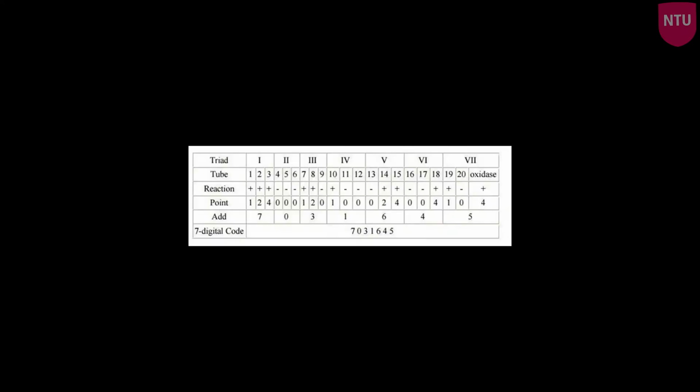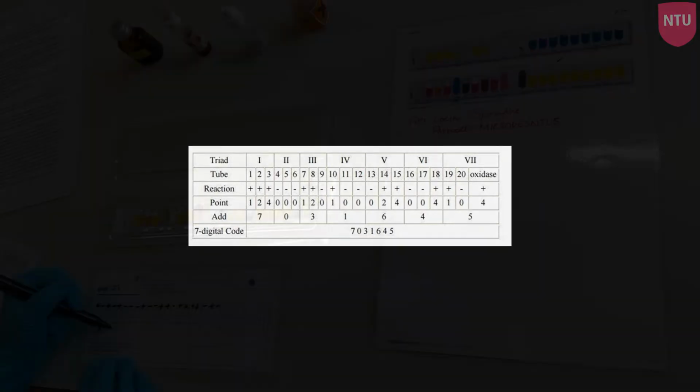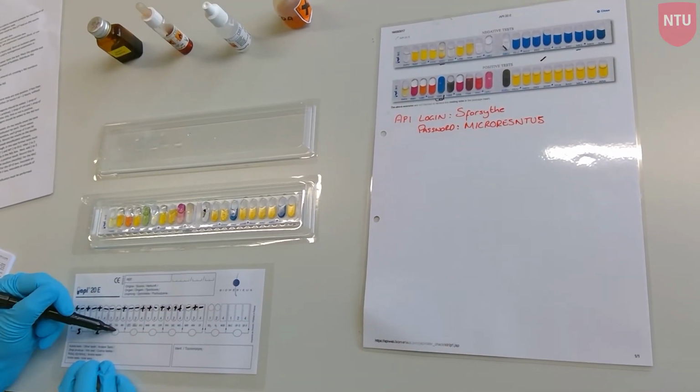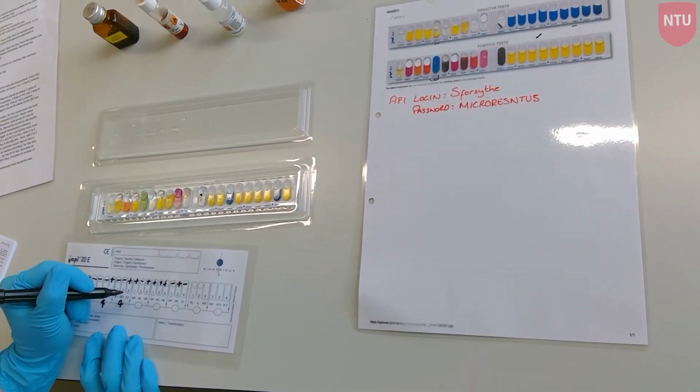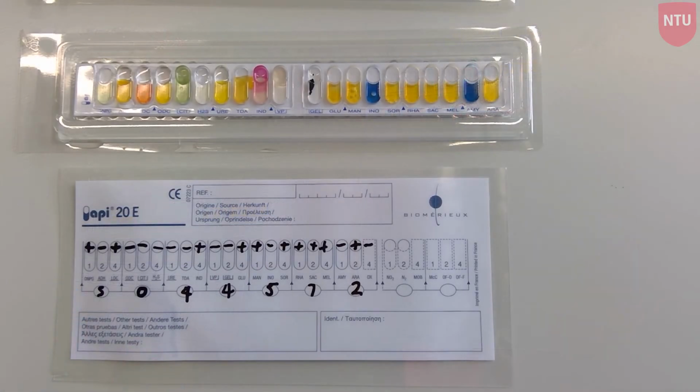For example, if tests 1 and 2 were positive but 3 was negative, then the score would be 1 plus 2 giving 3. Whereas if test 1 was negative but tests 2 and 3 were positive, then the result would be 2 plus 4, which gives 6. This will finally give you a 7-digit code from the 21 compartments of the test, counted in sets of 3.